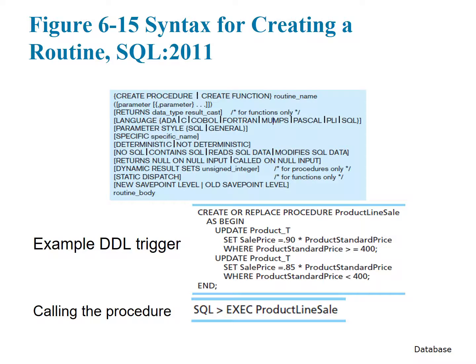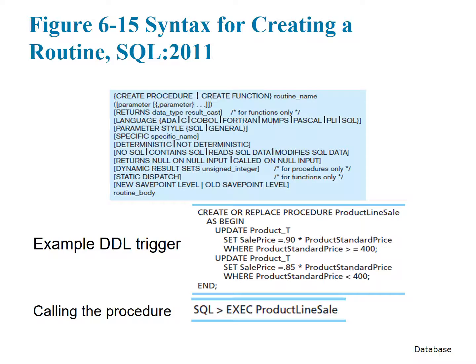So, example, data definition language trigger. Create or replace procedure product line sale as begin. Update product table, set sale price equal to 0.9 multiplied by product standard price, where product standard price is greater than or equal to 400. Update product table, set sale price equal to 0.85 multiplied by product standard price, where product standard price is less than 400.